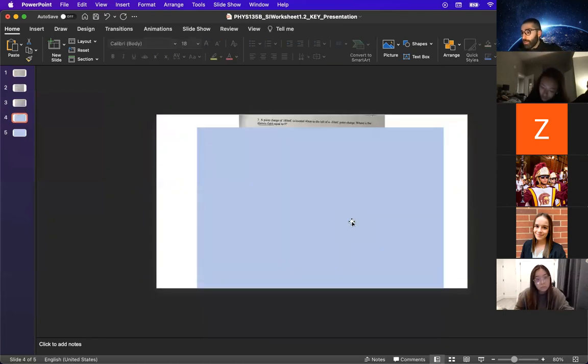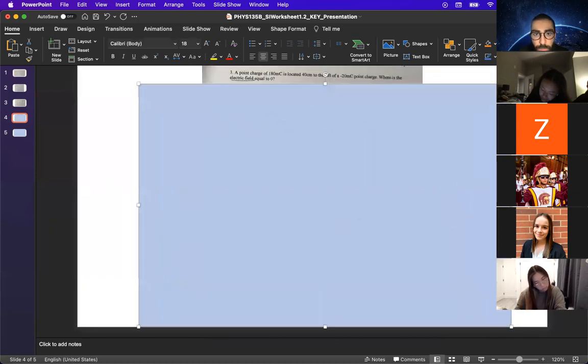All right, so question 3. This is very similar to a question we did in class previously. A point charge of 180 millicoulombs is located 40 centimeters to the left of a minus 20 millicoulomb point charge. Where is the electric field equal to 0? So let me zoom in first.